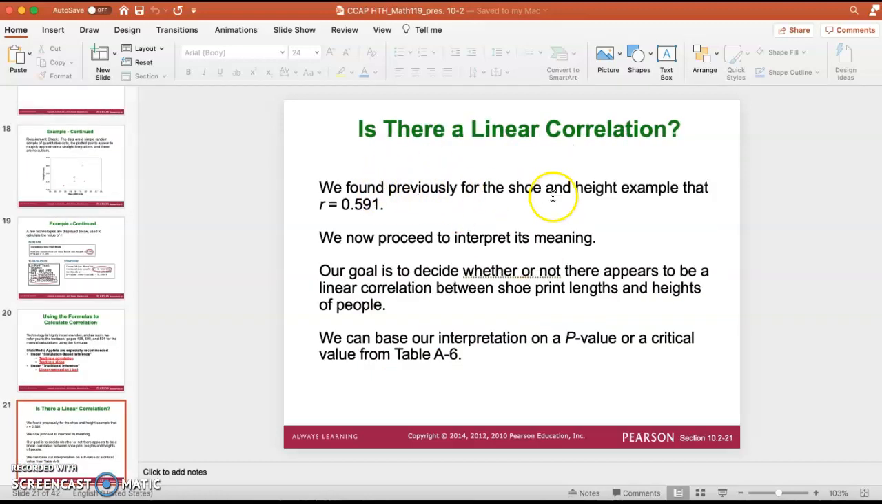So we found previously that the correlation coefficient is 0.591. Now we're going to proceed to interpret its meaning. Our goal is to decide whether or not there appears to be a linear correlation between the shoe prints and the heights of people. We can base our interpretation on a p-value or a critical value from table A-6. I'm going to save that for the next part of these videos.